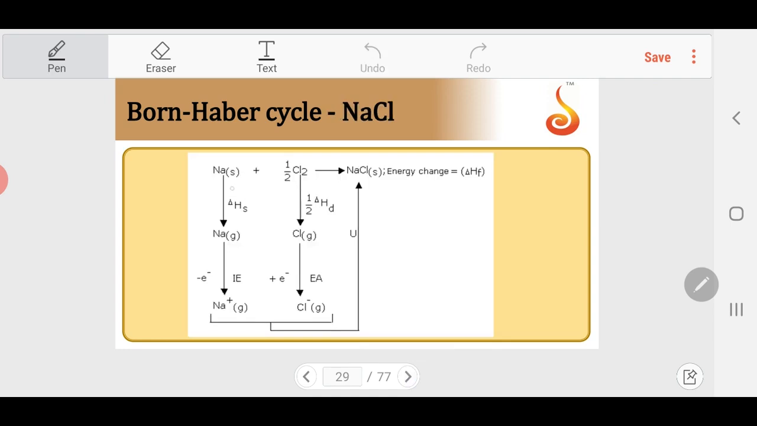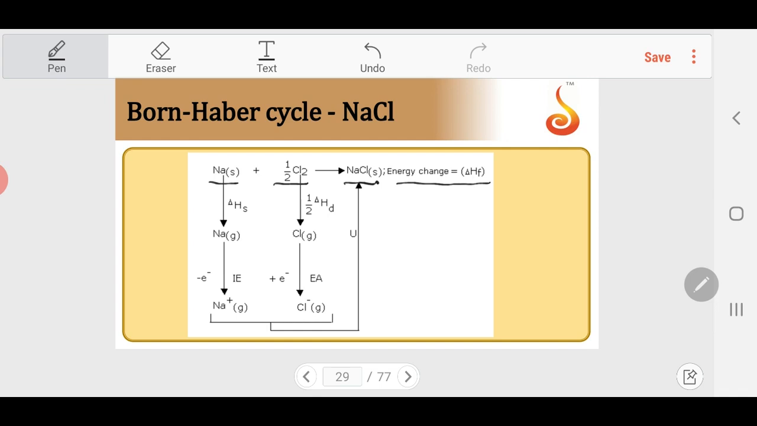So sodium solid when combined with half Cl2 gives NaCl solid. So this is nothing but the enthalpy of formation. In the direct conversion, 1 mole of sodium reacts with half a mole of chlorine to form sodium chloride solid. The amount of energy released will be taken as delta H formation.